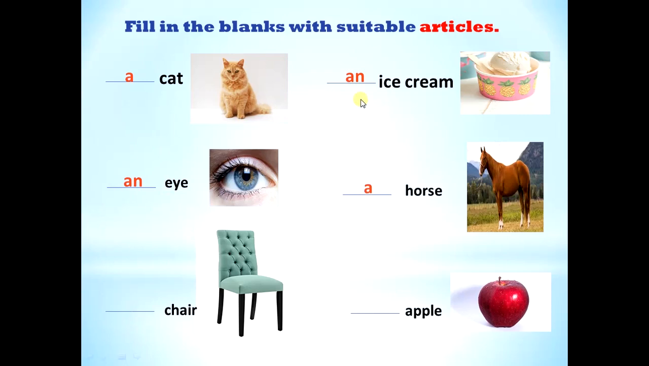A horse. H is a consonant. That's why we use a before H. A chair. C is a consonant. So we use a before C. A chair. An apple. N comes before A because A is a vowel. So that's why an apple.